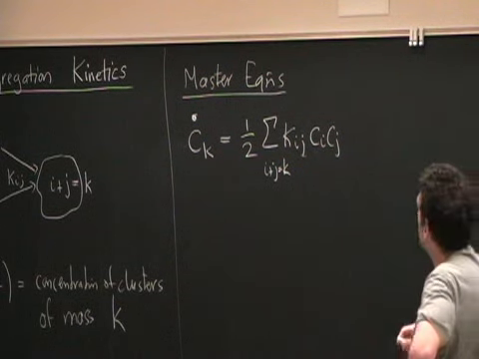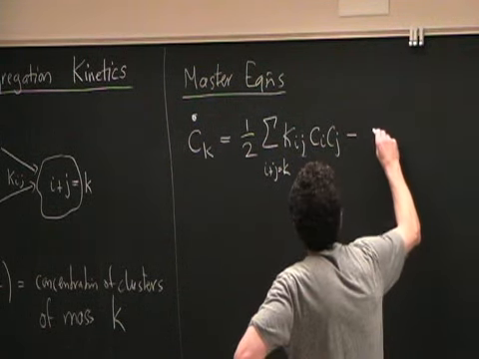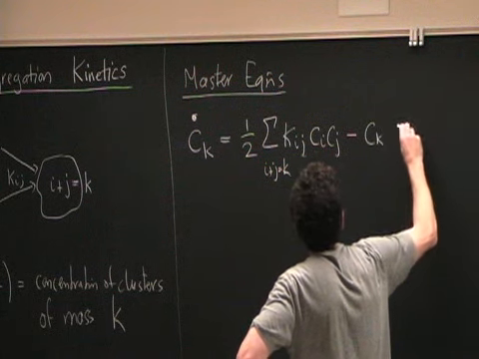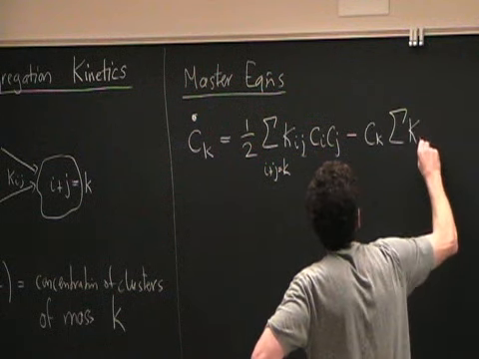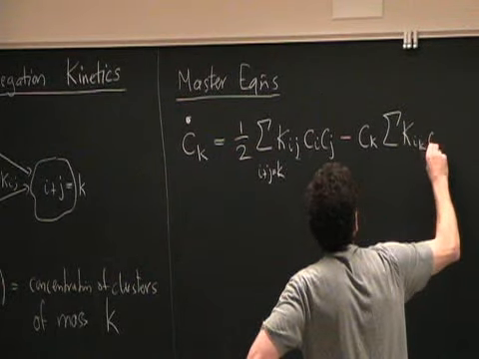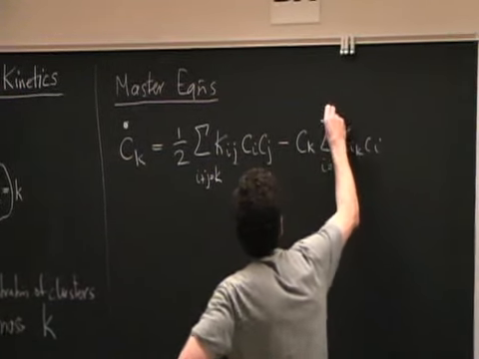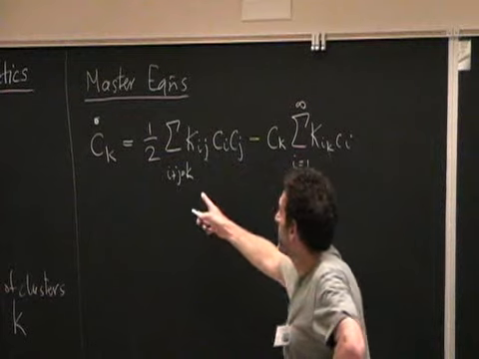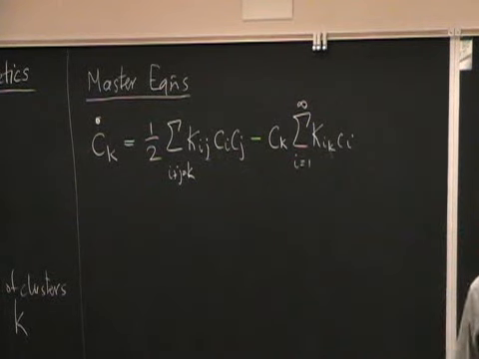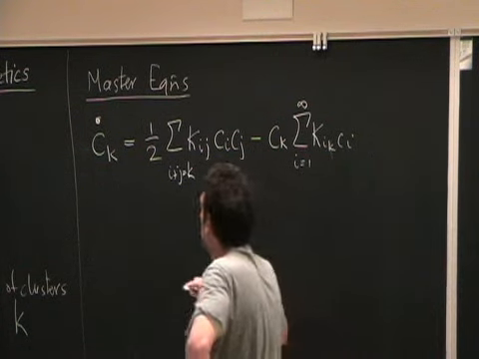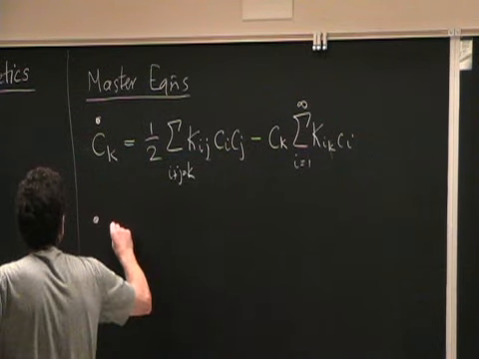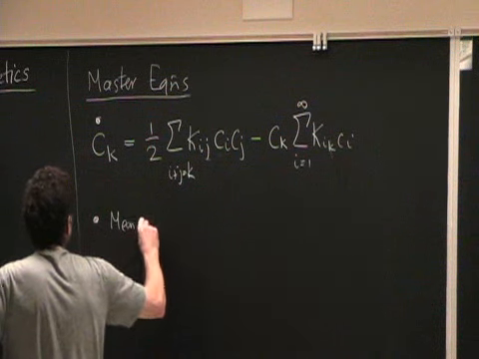So this is the gain term, and then there's the corresponding loss term, which looks like this. c_k interacts with anybody else, so k_ik c_k c_i, the summation i equals 1 to infinity. So this is a finite sum, this is an infinite sum. So those are the master equations of aggregation kinetics. So let me just make some points about this. First of all, this is a mean field description.